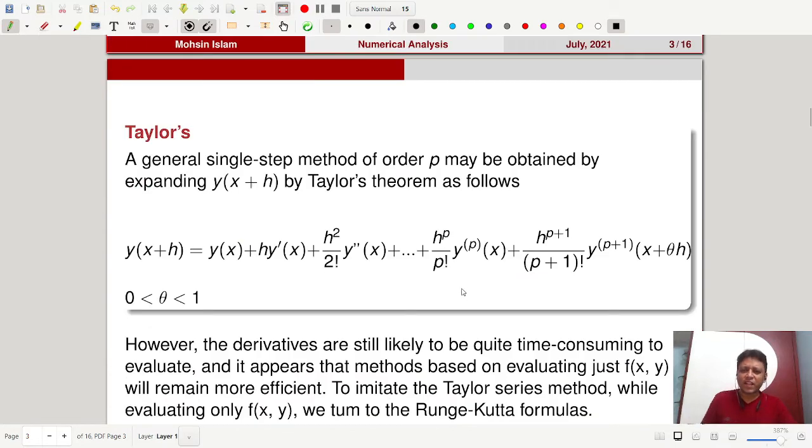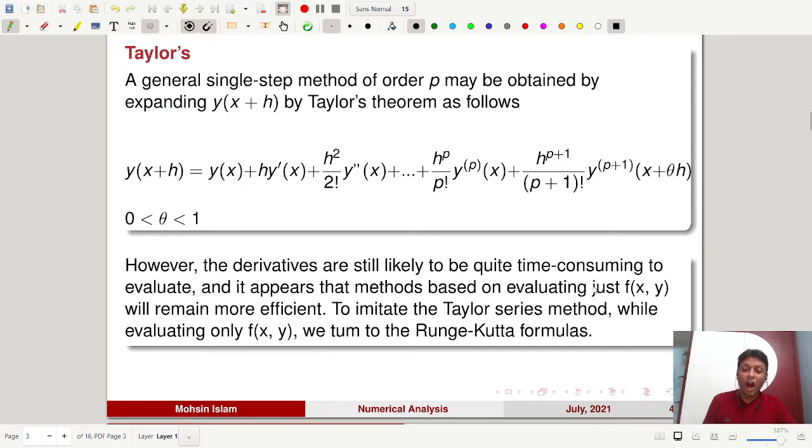Now, you have seen this is the Taylor series expansion. The general single step method of order p may be obtained by expanding y(x + h) by Taylor's theorem, as this is the Taylor series expansion, which we have discussed a lot. However, the derivatives are still likely to be quite time consuming to evaluate, and it appears that methods based on evaluating just f(x, y) will remain more efficient. To imitate the Taylor series method while evaluating only f(x, y), we turn to the Runge-Kutta formulas.